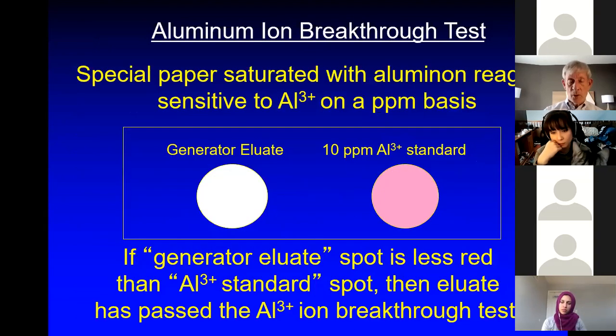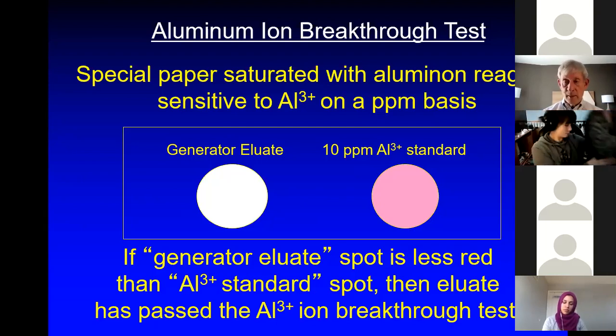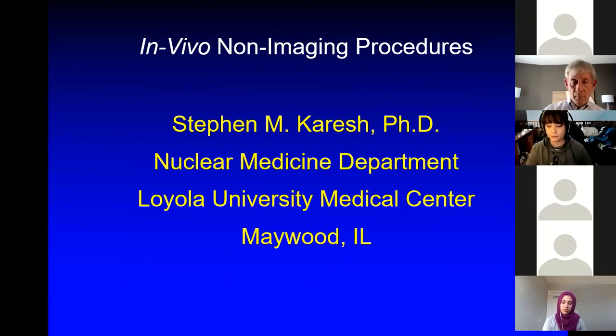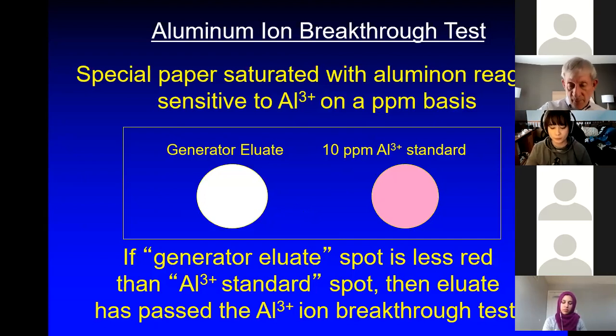So here's what this test would look like. We've spotted the eluate on the left side. We have the aluminum standard on the right. And this is a pass-fail test. We don't try to quantitate it. We don't look at that pink color and say, oh, it looks like a 4.6. It's pass-fail. And here's how easy it is to interpret. If the generator eluate spot is less red than the standard, it's a pass. It's literally that simple. So that is certainly a pass because that pink color is pink, certainly not white at all.